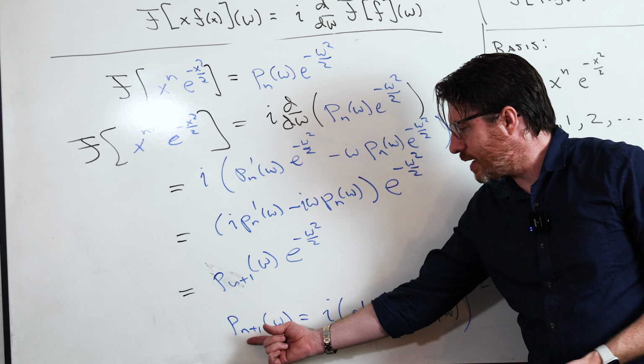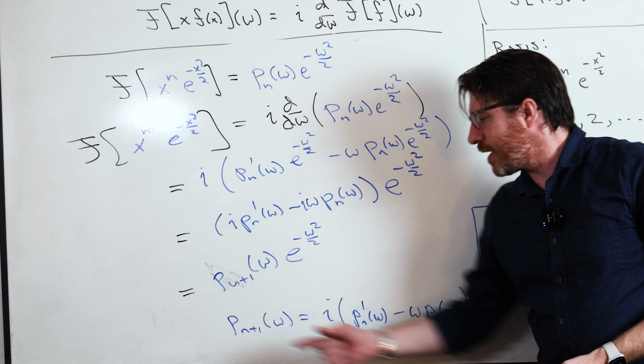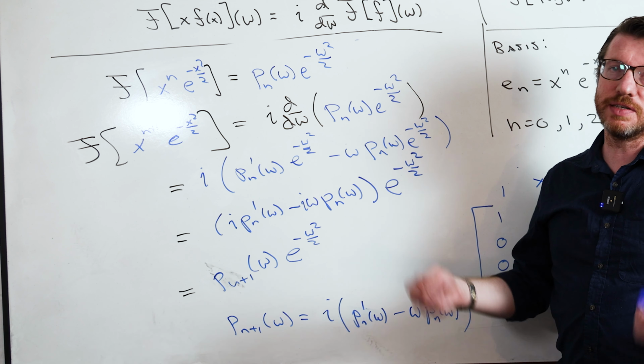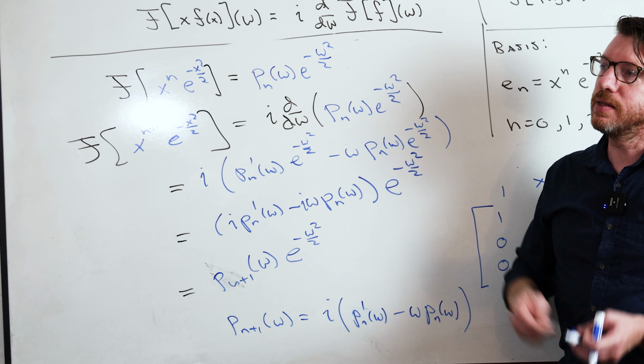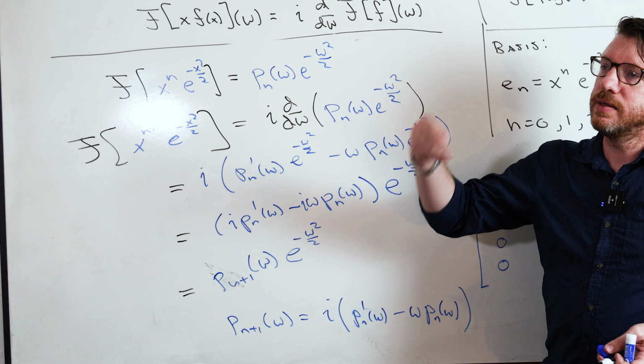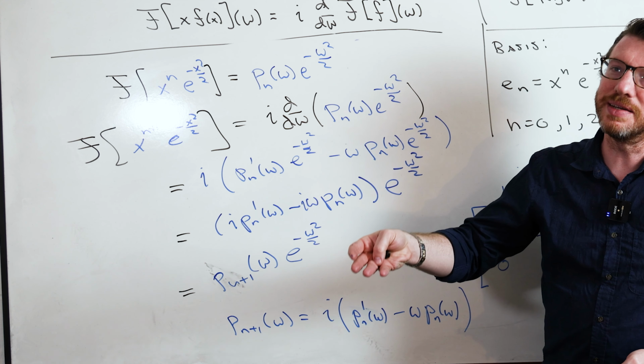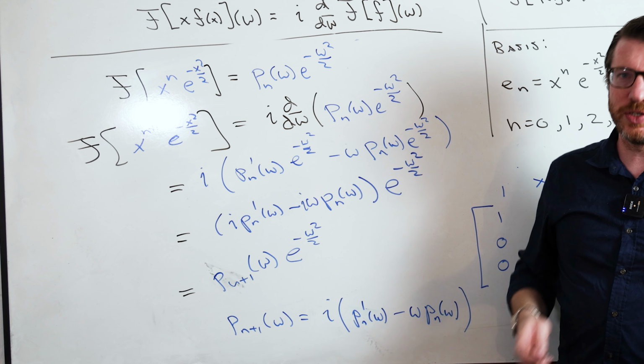And so we see that P n plus 1 is going to be a degree n plus 1 polynomial, and that also tells us that we have these invariant subspaces that we're talking about. The polynomials of degree n times the Gaussian are mapped to polynomials of degree n times the Gaussian by the Fourier transform, which is pretty nice.